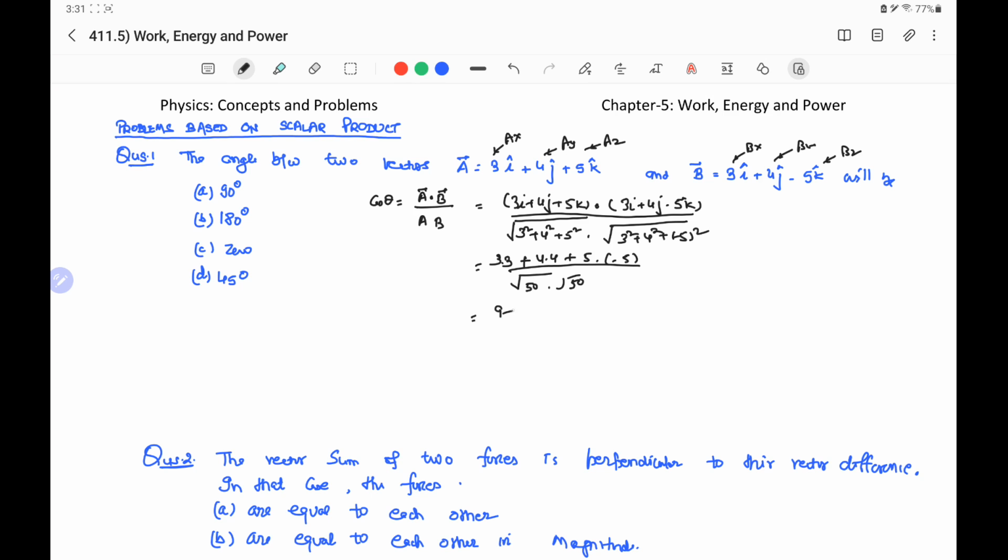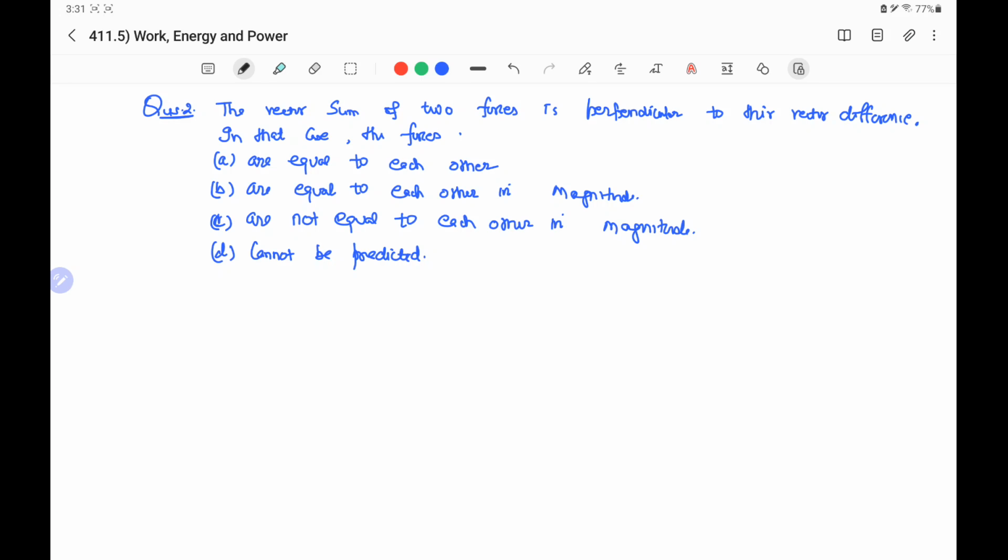That is equal to 9 plus 16 minus 25 by root 50 into root 50, and this 9 plus 16 is 25, 25 minus 25 is 0, so cos theta is 0. That means theta equal to pi by 2 or 90 degree. Hence option A is the correct option.